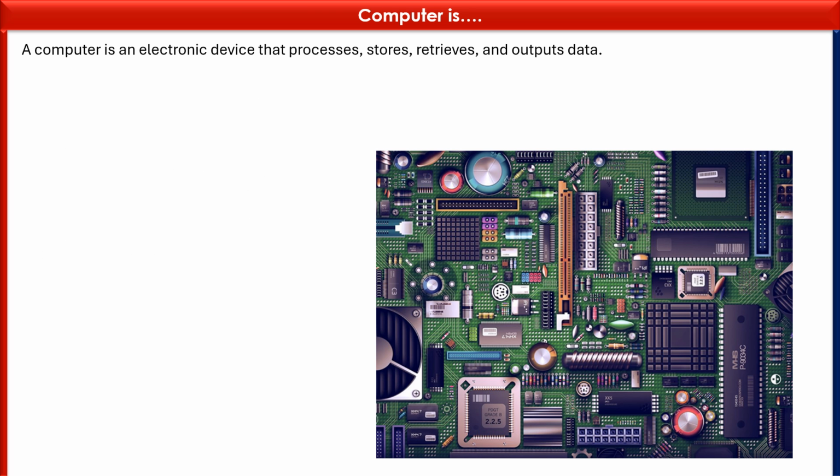Firstly, let's define what a computer is. A computer is simply an electronic device that processes, stores, retrieves, and outputs data. So that is what a computer is.